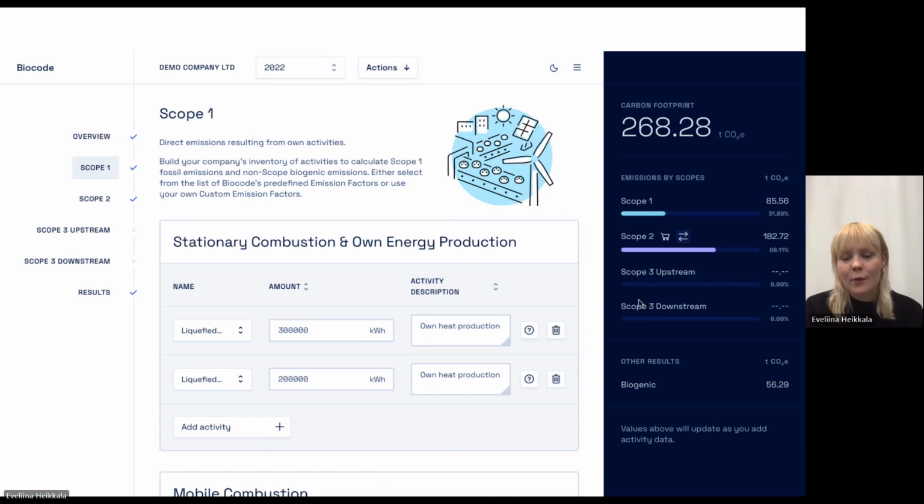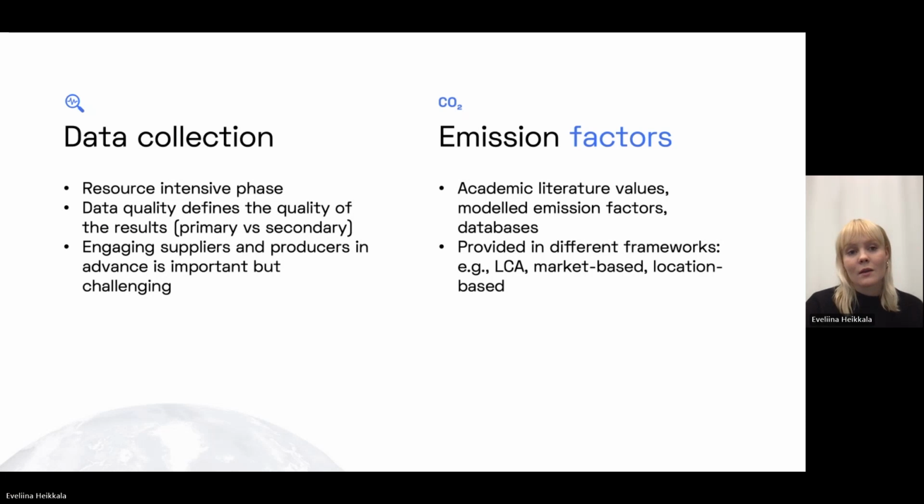But next, I would still like to present some typical challenges which might arise when calculating the carbon footprint of food products, or actually any products, because there are similar kinds of issues when it comes to LCA, or life cycle assessments, or scope 1 to 3 calculations. So firstly, the data collection. It might be a very resource intensive phase, and also the data quality will define the quality of the results. So you have to decide whether to use primary versus secondary data, but also the standards and protocols give you guidance on how to make these decisions.